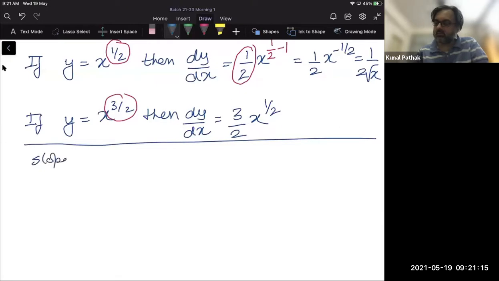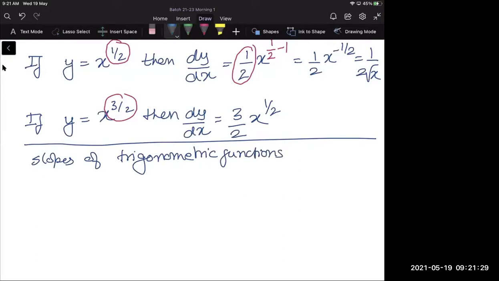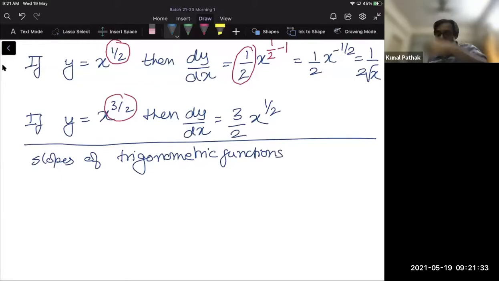Now, slopes of trigonometric functions. Now, we can derive this, right? There is no problem in deriving this. However, I don't want to go into that because once your trigonometry in maths is done, you'll be able to do it yourself very easily, right?